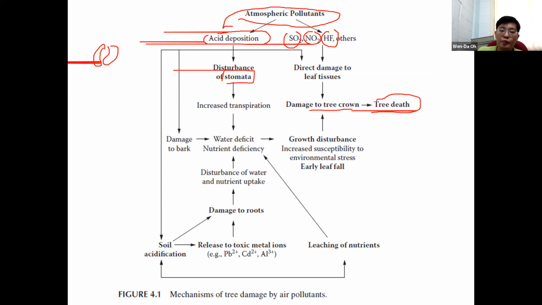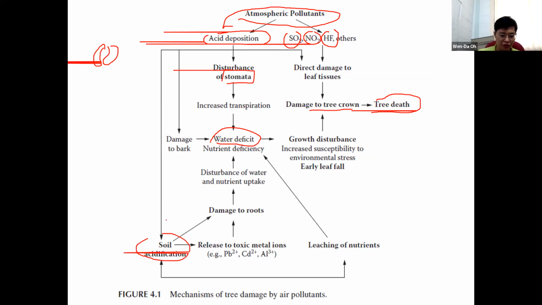So when we increase the transpiration, that means the water in the tree may be depleted, right? So you have water deficiency, and sometimes you can damage certain parts of the tree or the plants, which will cause nutrient deficiency, because it can cause the inability of the plant to uptake nutrients, right? So you can have soil acidification, when you have acids, right?